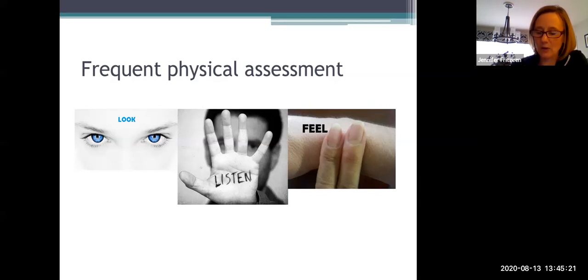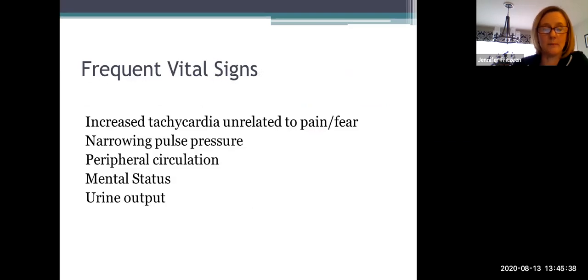And feel, does that belly look tense or feel tense? Do they have pain when I push? All of those are going to give us clues. Additionally, we're going to look at distal pulses. We're going to look at what their urine output is, and what their mental status is. It's part of that physical assessment to see, are we done bleeding?